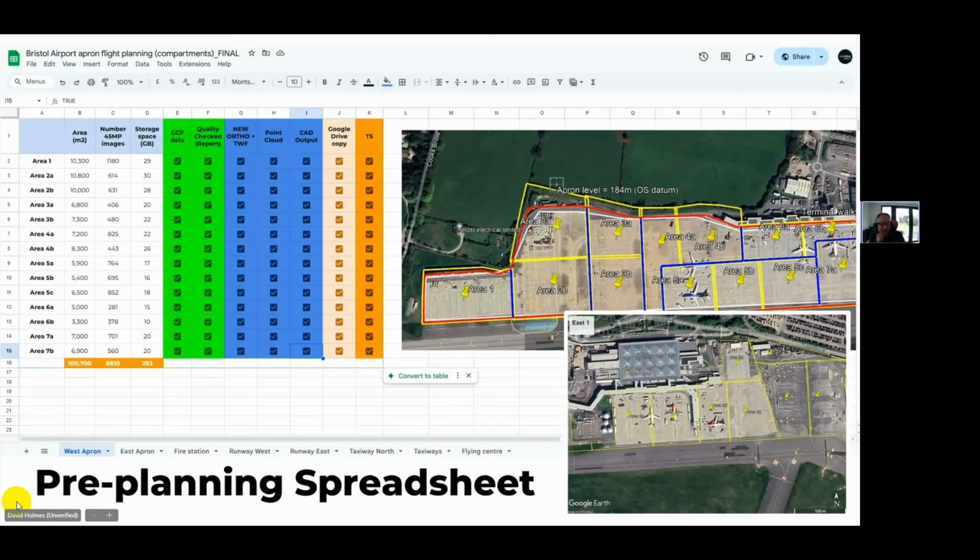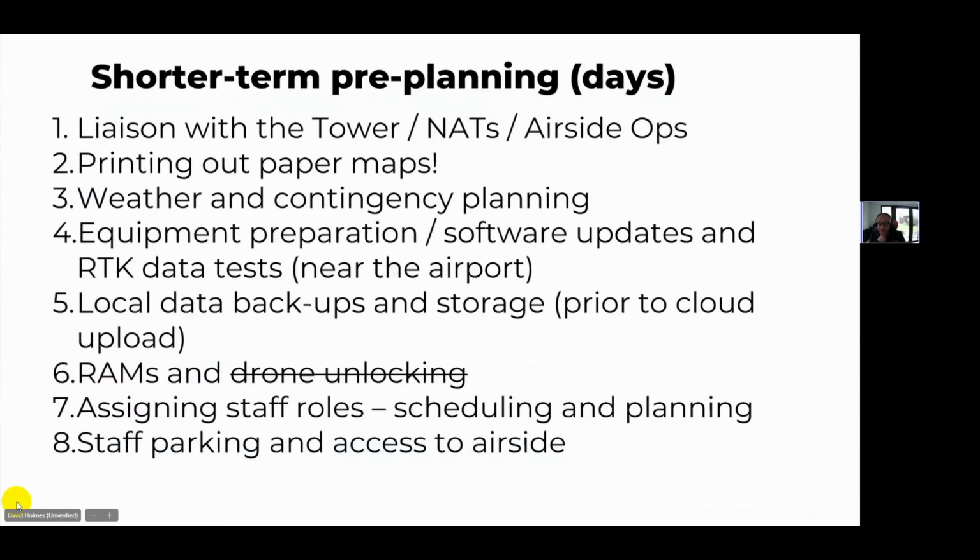So planning this sort of operation needs to be done at a granular level, particularly when you're thinking about data capture, and that obviously needs to be shared with the clients as well. And then you go on to short-term planning. Well, the short-term planning again is as important. So there are things around liaison with airside ops, the tower, NATS.